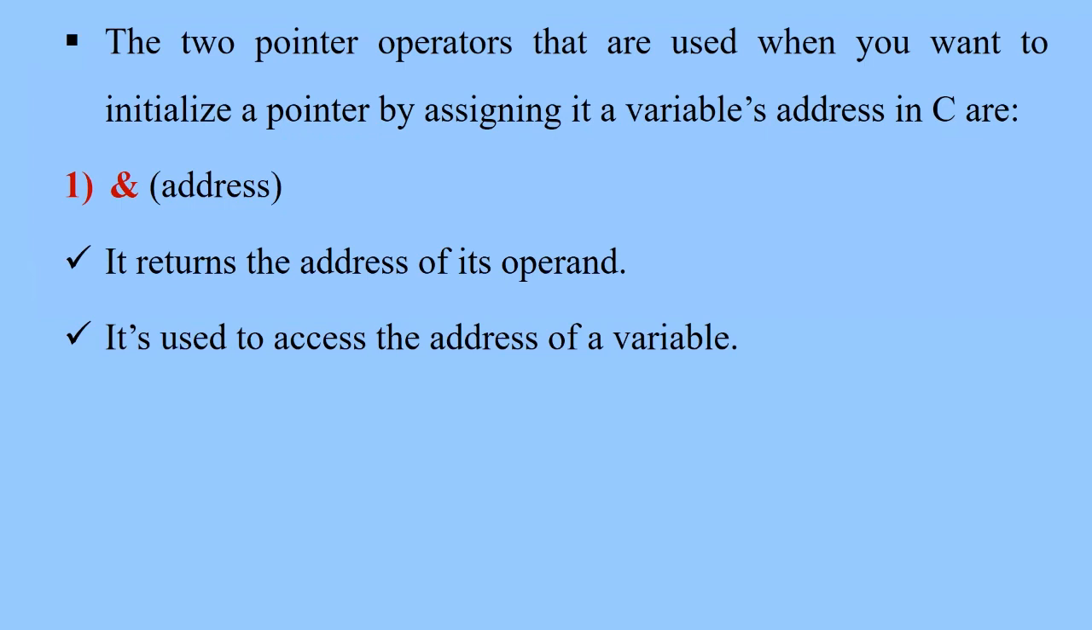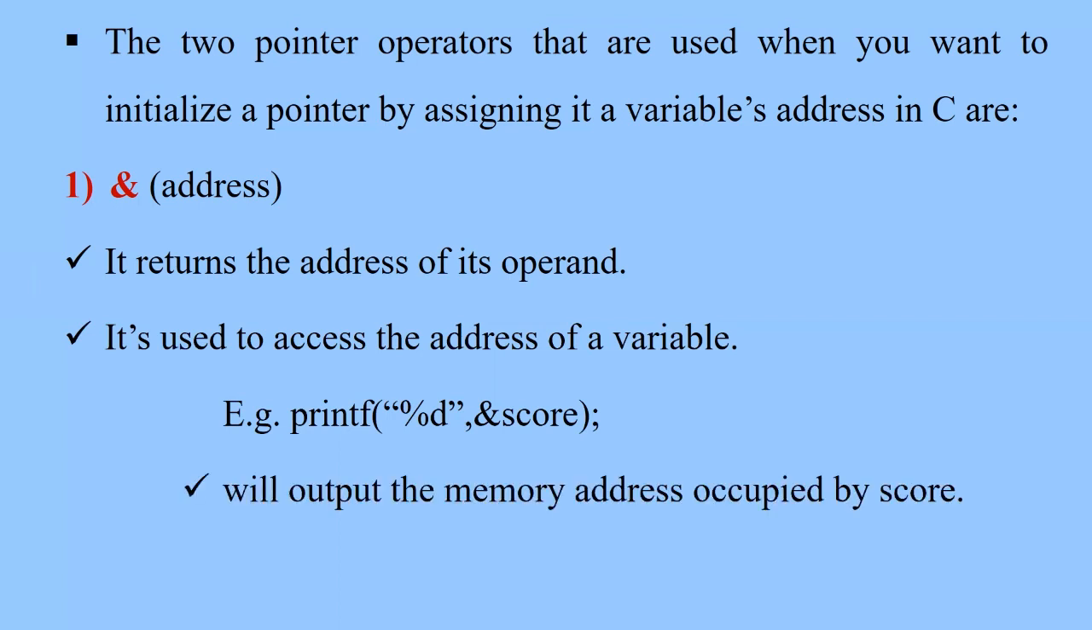So whenever you want to refer to or access the address of a variable, we use the address operator. For example, printf, integer identifier, address operator, address of score. So this statement means that you pick the address of the variable called score and you display it on the screen. You write it out. This will output the memory address occupied by score.